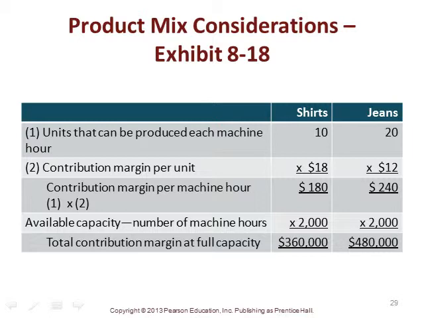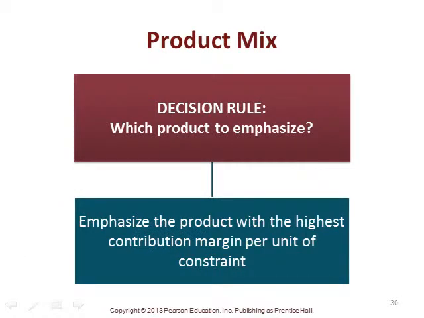To figure out which product we should emphasize, we should ask: would emphasizing one product over another affect the fixed cost? Would constraints stop us from making or selling all of the units we could sell? And what products offer the highest contribution margin per unit of constraint? In this case, the machine hours are the constraint, right? So here is our question for product mixes, which product to emphasize, and the answer is to emphasize the product with the highest contribution margin per unit of constraint.